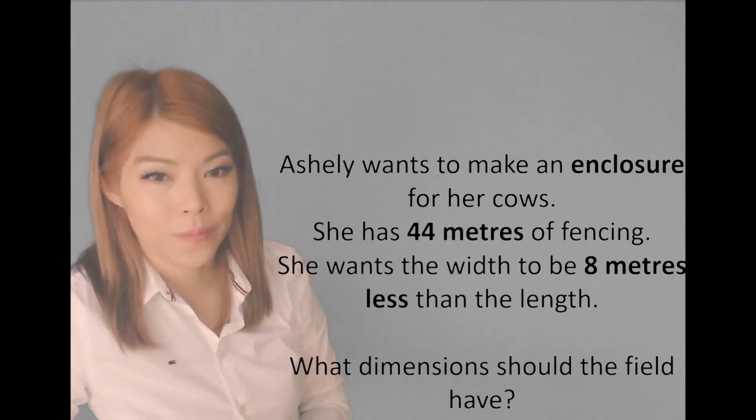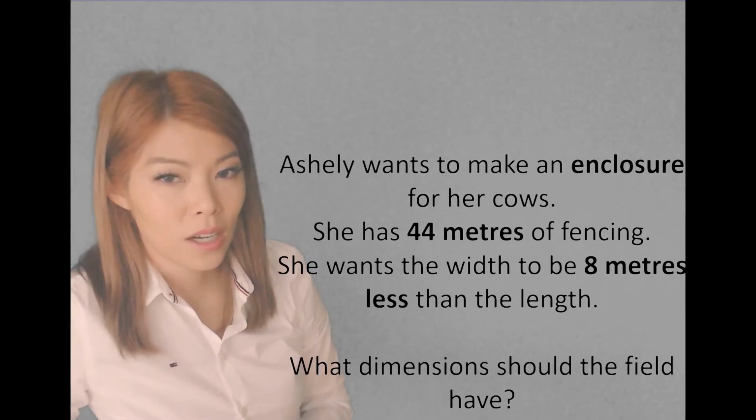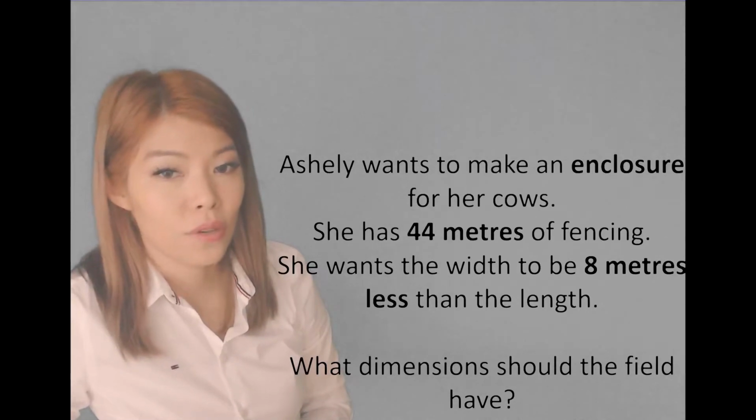Let's do one more. Ashley wants to make an enclosure for her cows. She has 44 meters of fencing. She wants the width to be 8 meters less than the length. What dimension should the field have?